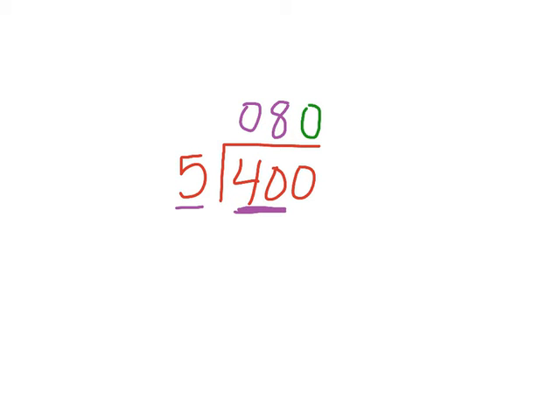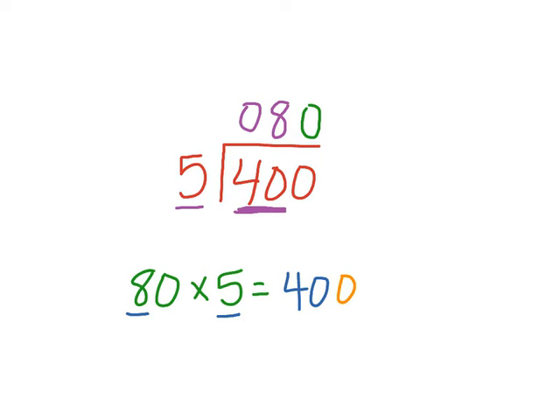400 divided by 5 is 80. And I can use what I know about multiplying with zeros to check my answer. 80 times 5. Okay, 8 times 5 is 40. And I have 1 0 left over, so yep, 80 times 5 is 400. That means I did my division correctly.